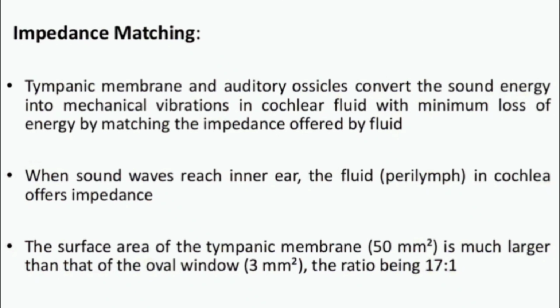For example, when a sound wave reaches the inner ear, the fluid, that is perilymph, which is present in the cochlea, offers impedance. When the sound waves are passed, there are some forces which oppose the sound waves. The fluid present in the inner ear resists the transmission of sound waves due to its own inertia. So the fluid in the cochlea acts as an opposing force against the sound waves coming to the inner ear.